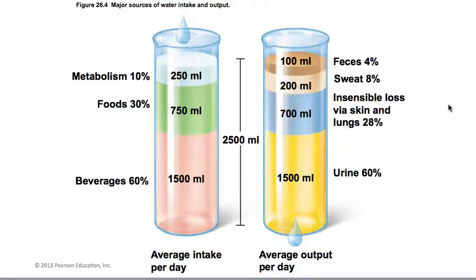And then a typical amount of water lost per day that we have to make up through things like drinking and eating: about 100 mils through the feces, 200 mils through the sweat. Insensible loss via skin and lungs means just dehydration, things evaporate into the air. And then we have urine. I want you to notice that whatever you drink is matched by the urine. Water in equals water out, which means people need to be drinking something throughout the day.